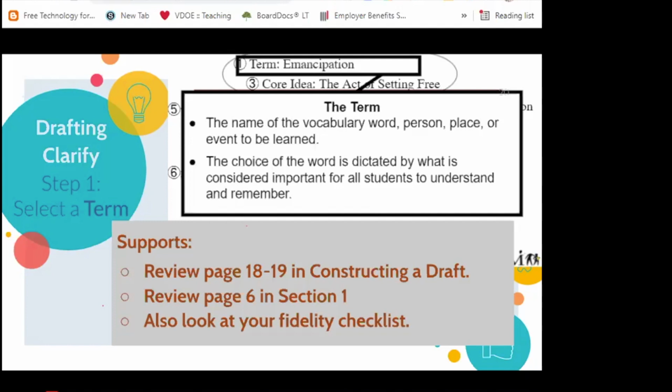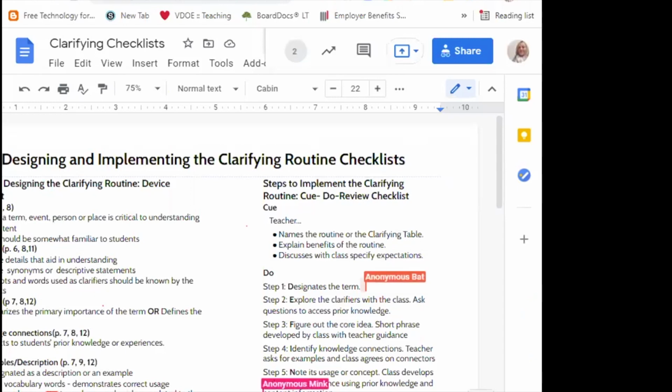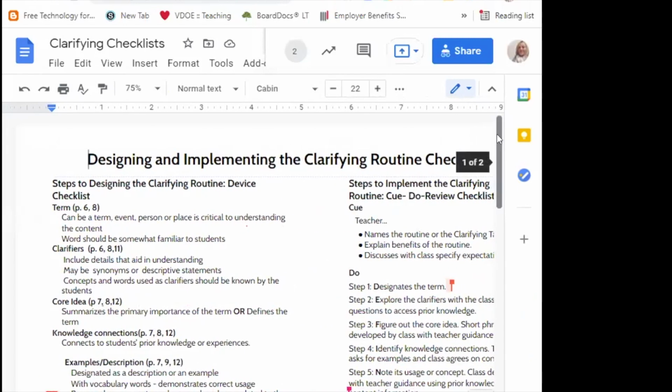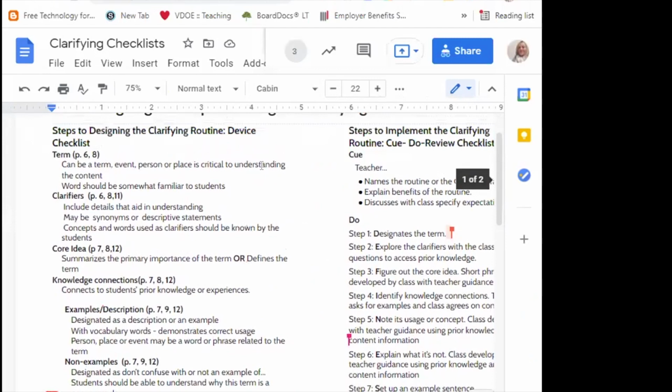If you've got your book, I've got some review pages that you can see in your guidebook. But for the rest of you, this fidelity checklist slide is what you can be looking at. The word needs to be familiar to students. This shouldn't be a brand new word. It usually is something that you recognize the students need clarity on, because during the teaching, you've seen that they don't really have this, or you know that students normally struggle with it.